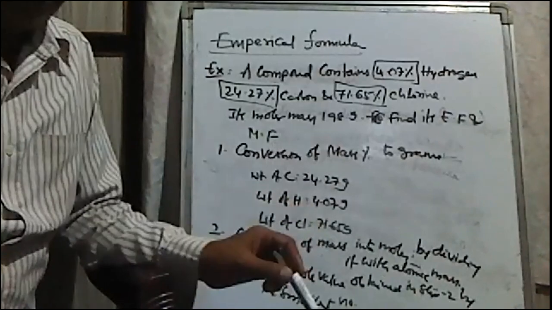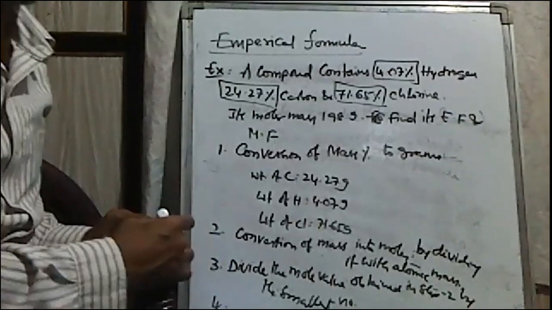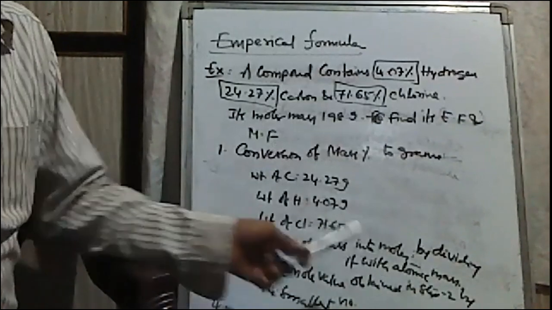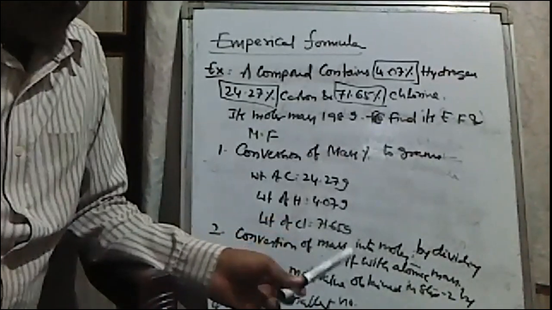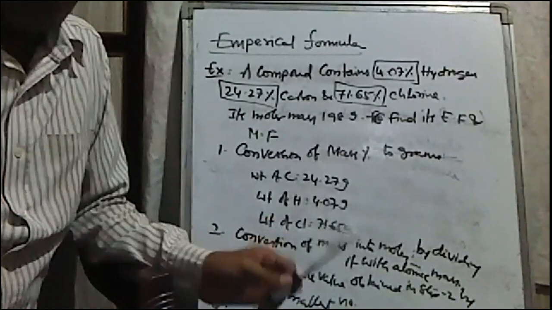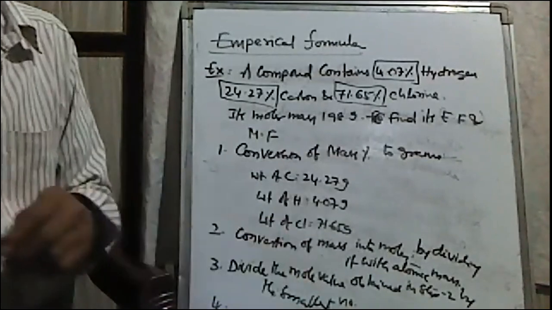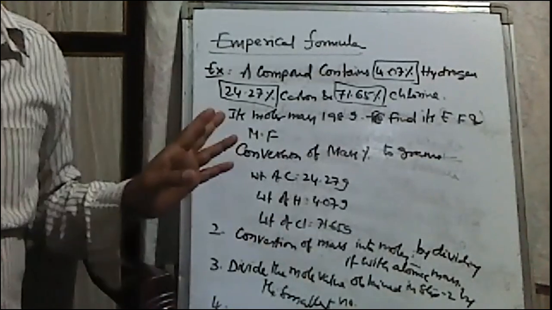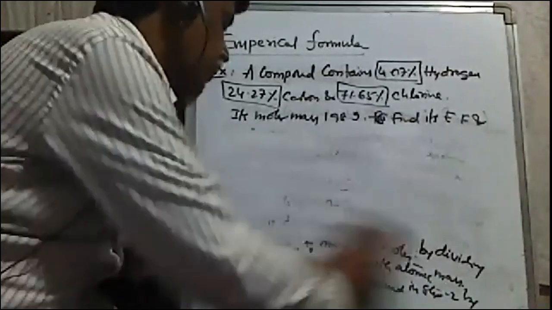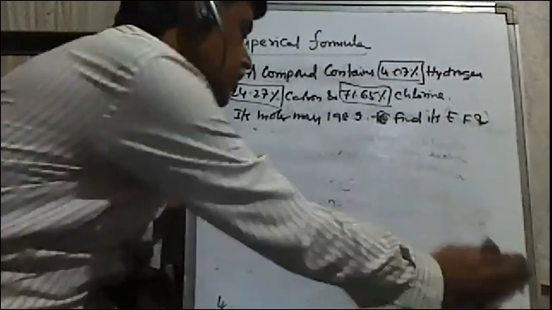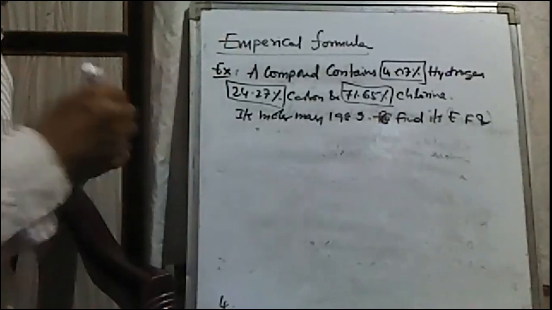Whatever numbers we get after dividing the moles by the smallest number, that corresponds to the simplest ratio of elements present in the compound, from which we can calculate the empirical formula. Now, we can solve this problem step by step in tabular form. Let me discuss how to find the empirical formula by following these steps.